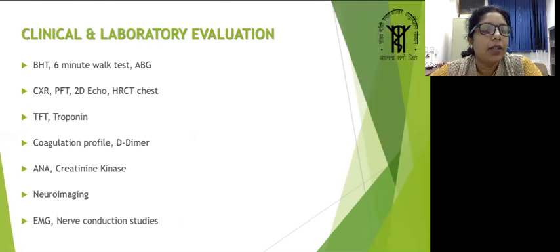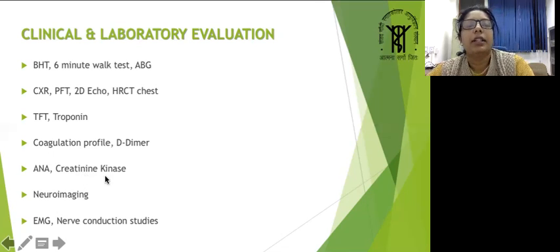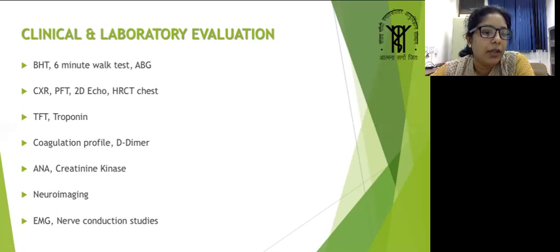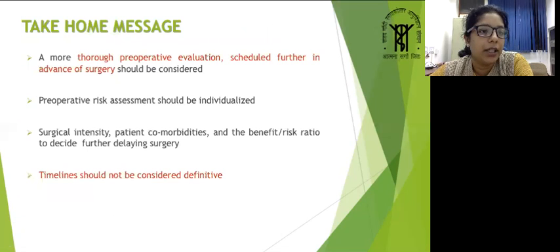And clinical and laboratory evaluation, as we have discussed before, as per the patient's need, we may have to do breath holding time, 6-minute walk test, ABG, chest x-ray, PFT, 2D echo, HRCT, thyroid function test, troponin, coagulation profile, D-dimer, antinuclear antibodies and creatine kinase in patients who complain of persistent arthralgias, myalgias, or rheumatic symptoms. Neuroimaging, electromyography, and nerve conduction studies may have to be done. So, a more thorough preoperative evaluation scheduled further in advance of surgery should be considered.